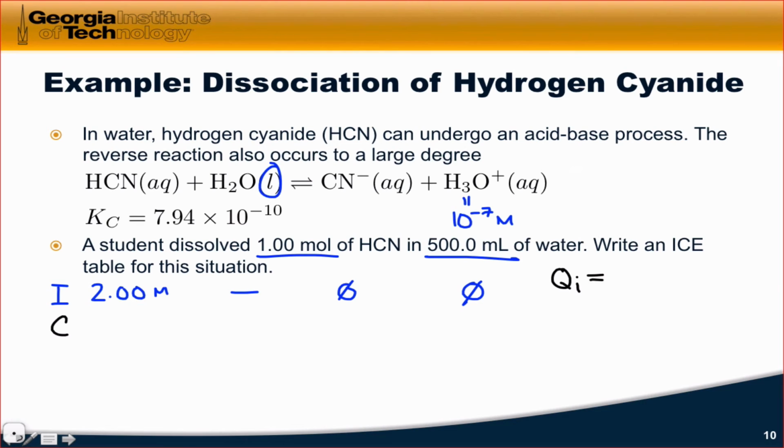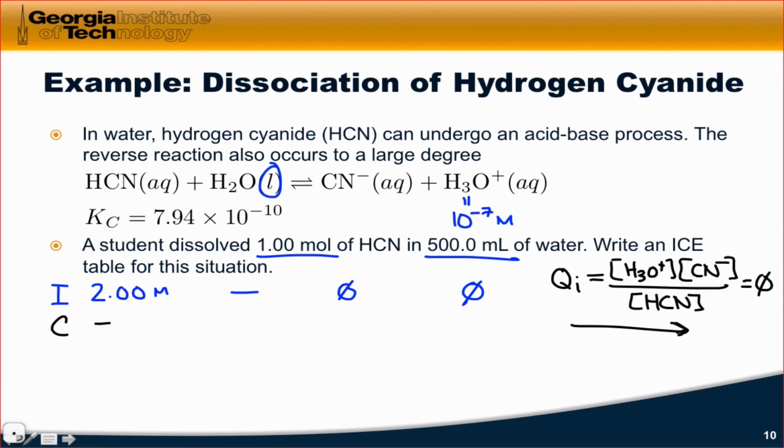So if we plug that into the equilibrium expression, which is the concentration of H3O+ times the concentration of CN- divided by the concentration of HCN, where we've left the molarity of water out since it doesn't change as the reaction occurs, we see that this has got to be 0 since no products are present initially. That tells us that the reaction is going to spontaneously go forward, and so we can immediately write that the change is negative for HCN, positive for CN-, and positive for H3O+.